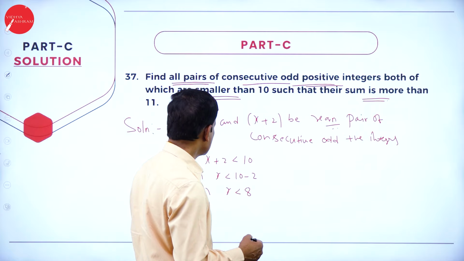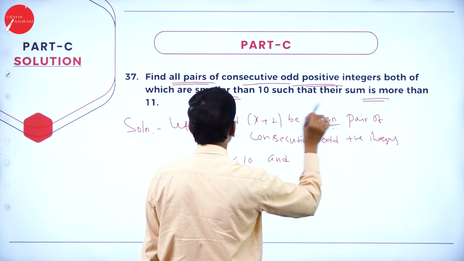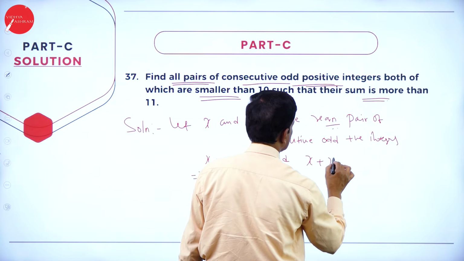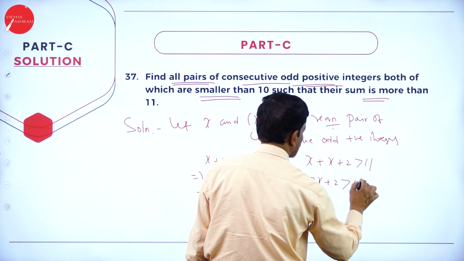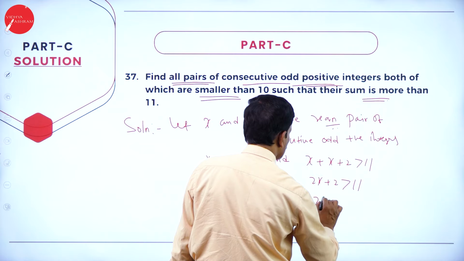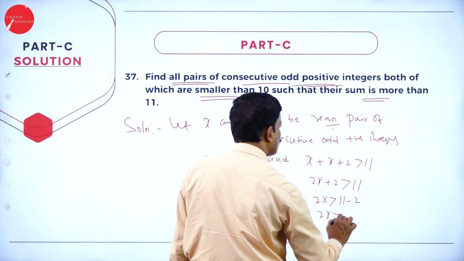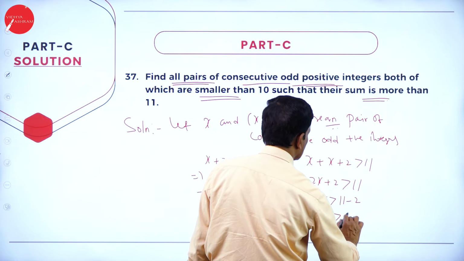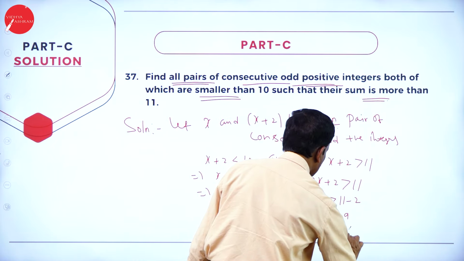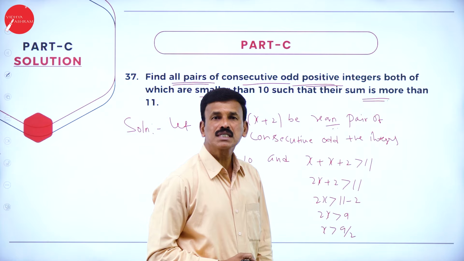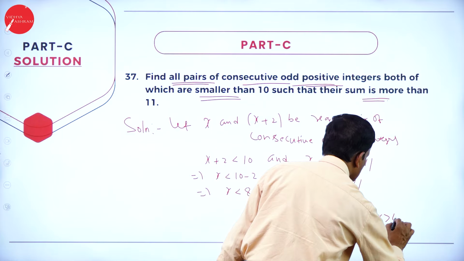Further, what is given? Such that their sum is more than 11. The sum of these two, x plus x plus 2, is greater than 11. That is, 2x plus 2 is greater than 11. That means 2x is greater than 11 minus 2, and 11 minus 2 is nothing but 9. So x is greater than 9 by 2.